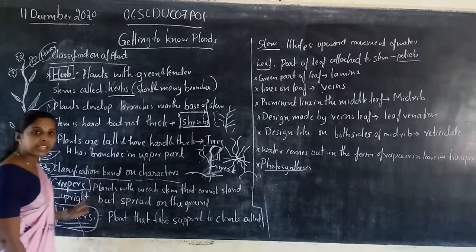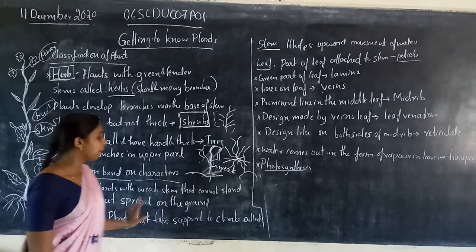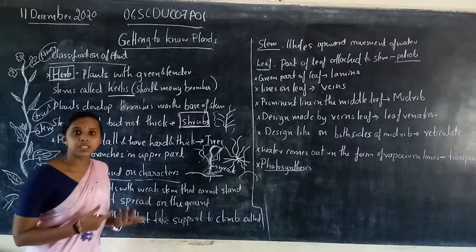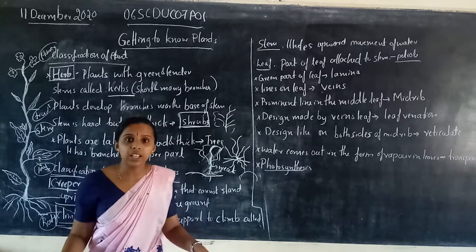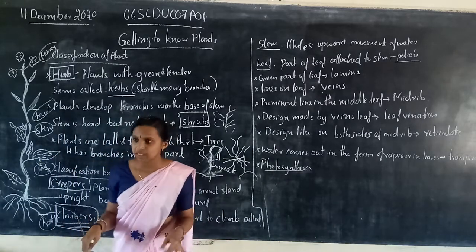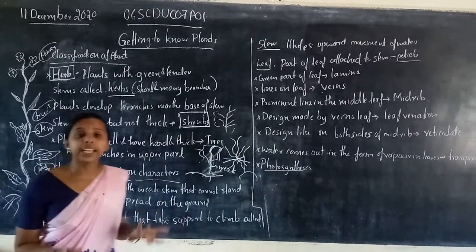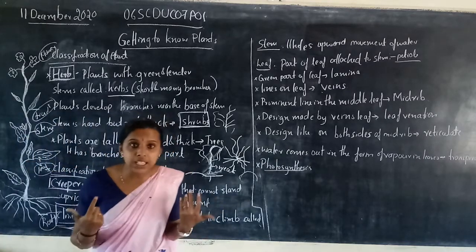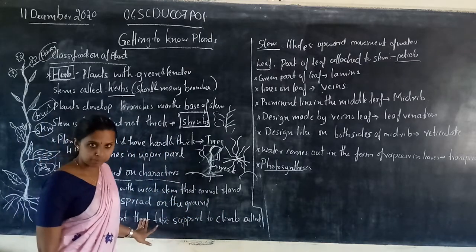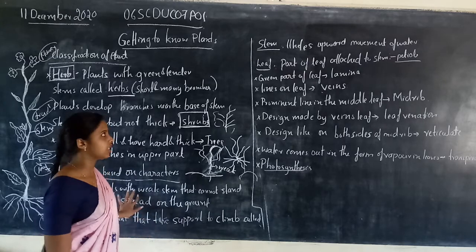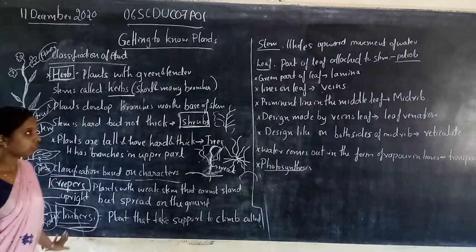Based on their character, there are two types: creepers and climbers. Creepers means the stem is very weak. It cannot stand up and it spreads over the ground. Climbers means the plant takes a support to climb. Such plants we call climbers. So these are about the creepers and climbers.